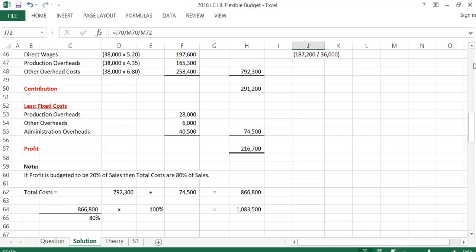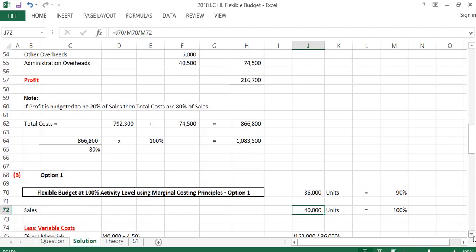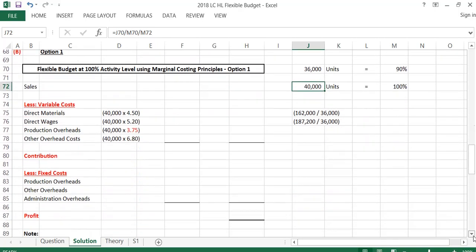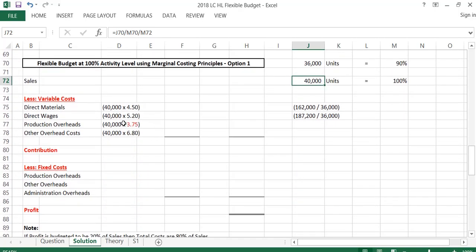So from the question, above, production overheads were €4.35. Now if we're saving 60 cents, instead of being €4.35, they're going to be €3.75, to go down by 60 cents. And everything else will stay the same, all these other costs. So it'll be 4.50, 5.20, 6.80, and the fixed are fixed, so they'll stay the same.